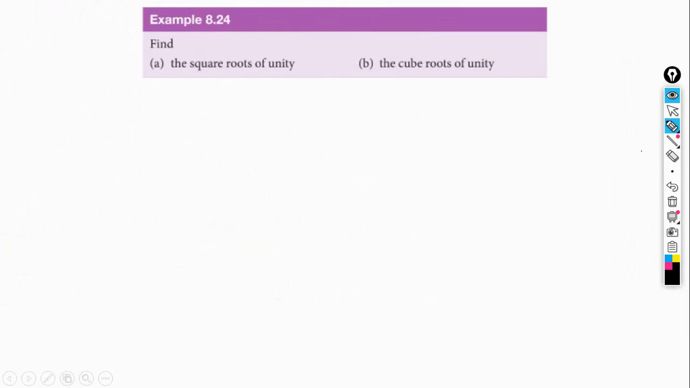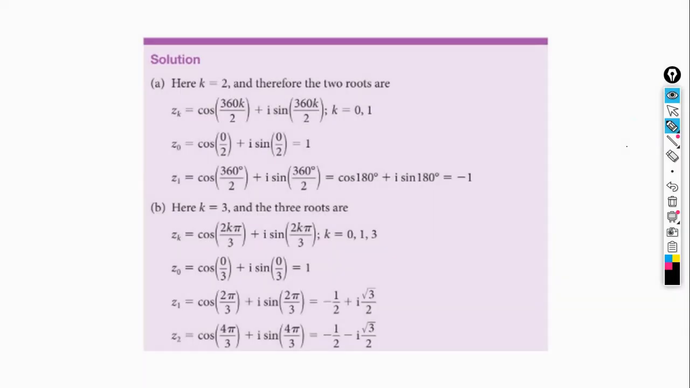So next we have example 8.24, and they say find part A, the square roots of unity, and part B, the cube roots of unity. So this is fairly simple, right? It's just a matter of applying the formulas. In the case of the square roots of unity, n equals 2. So all we have to do is substitute for k with 0 and 1.